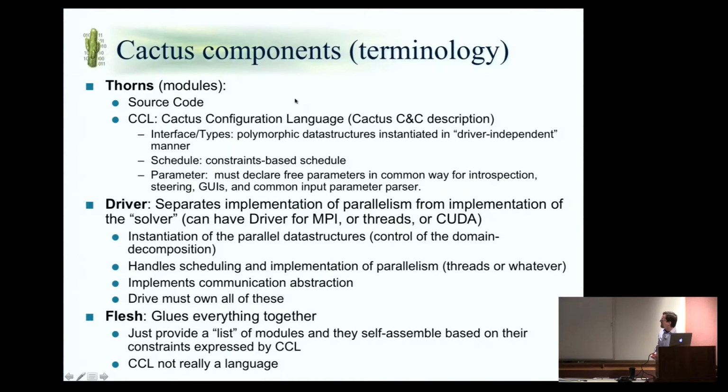So a thorn is a block of source code and a little text descriptor that tells you what language it was written in, what you need to bind to, the bindings for invoking it, the initialization, the thing to call when you're evolving your simulation, and the thing to call when you want to shut it down. So you describe your interface, scheduling constraints, and any parameters that might be needed. The parameters are also important.